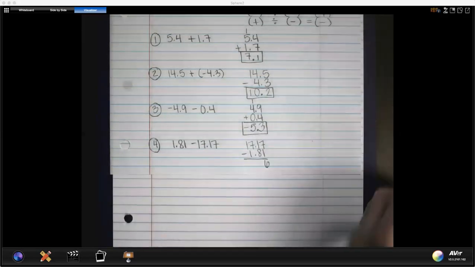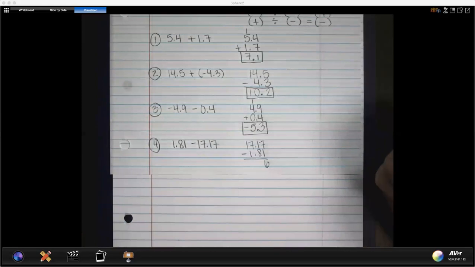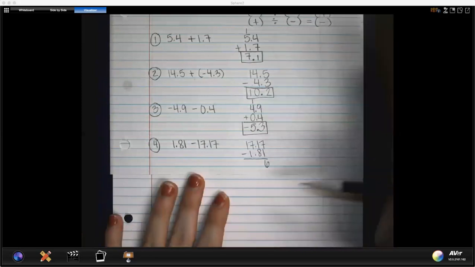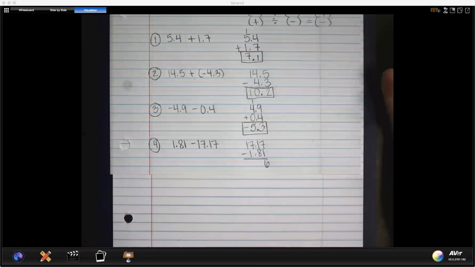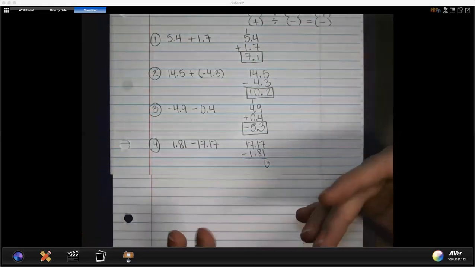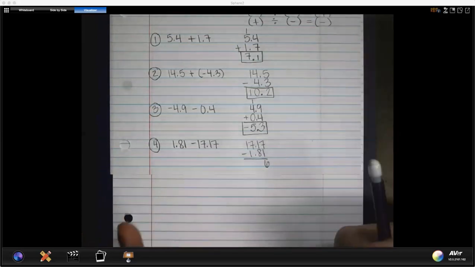Yes, I switched them. That's what I was saying. You put the bigger number on top, because you can't do 1.8 minus 17. It will make it easier in the end. If you want to do it the other way, that's fine. But in most cases, students find it easier to switch it.